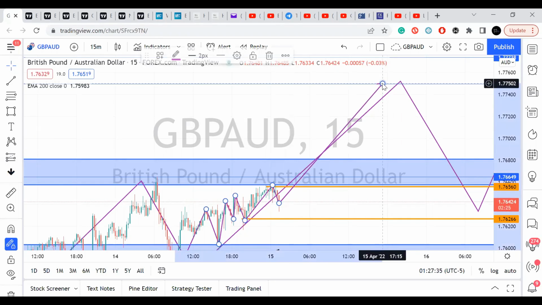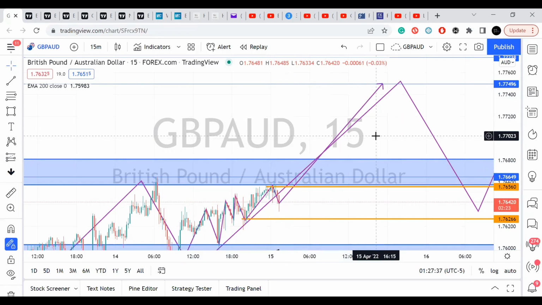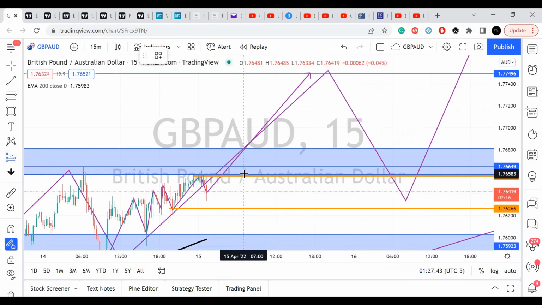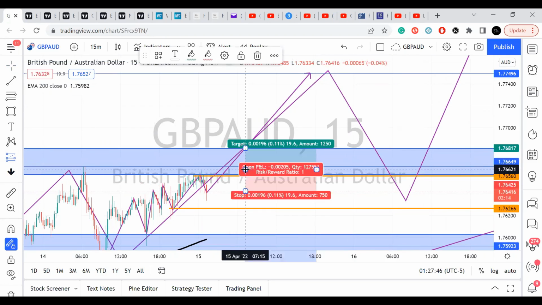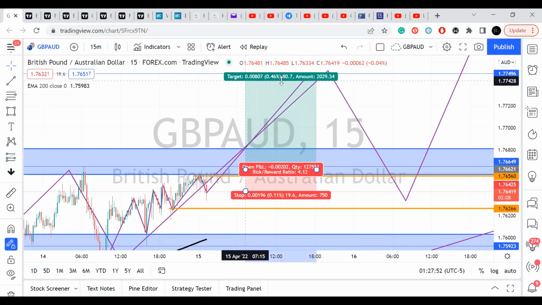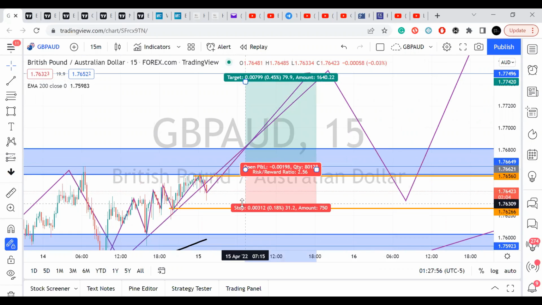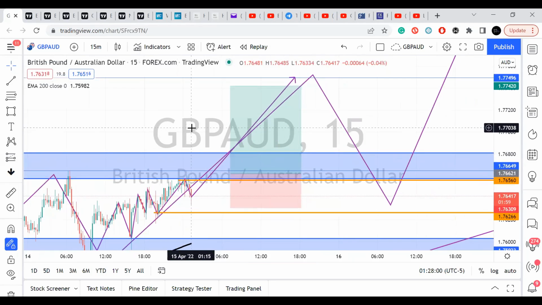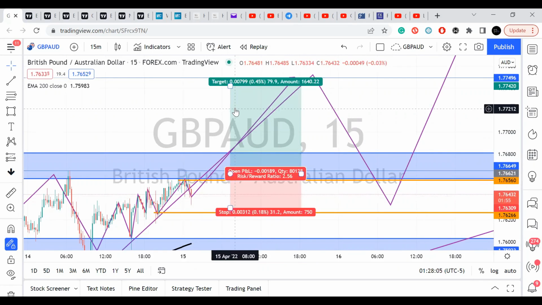Okay, so this is my target for today. This is where I'm looking at this pair. So I set a buy stop here. If you're not yet in, then you target. I just chose a random number. This Zoom will soon finish now.